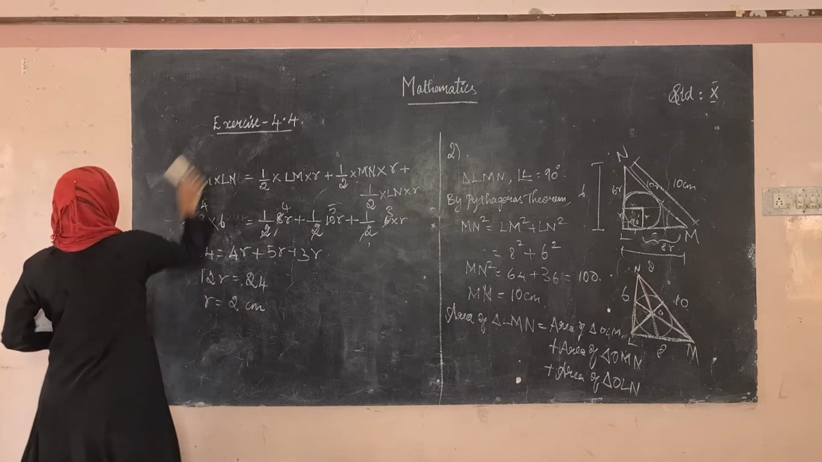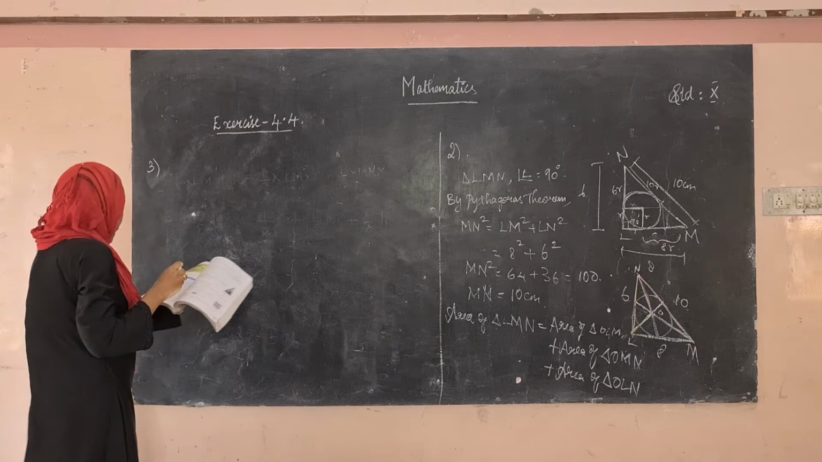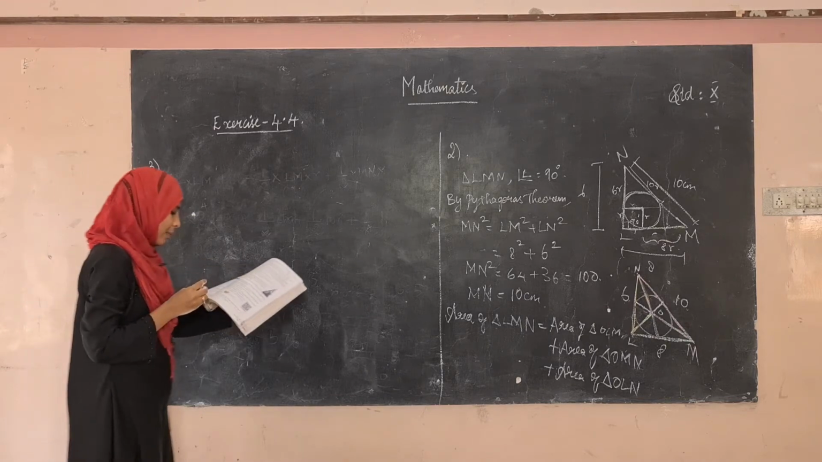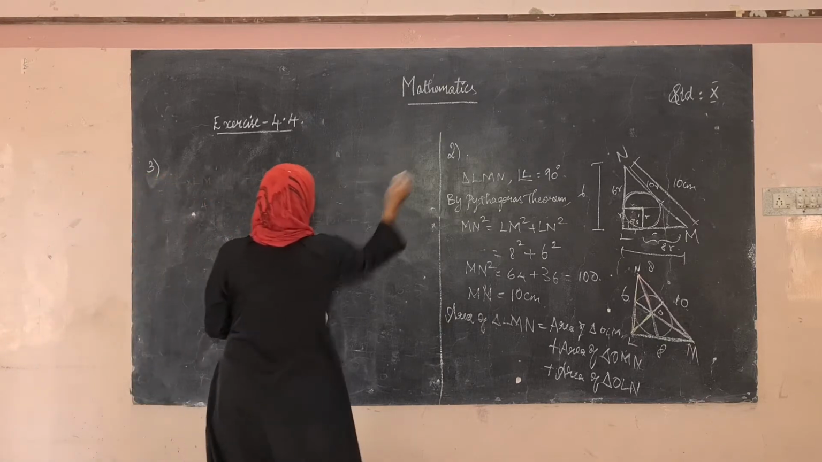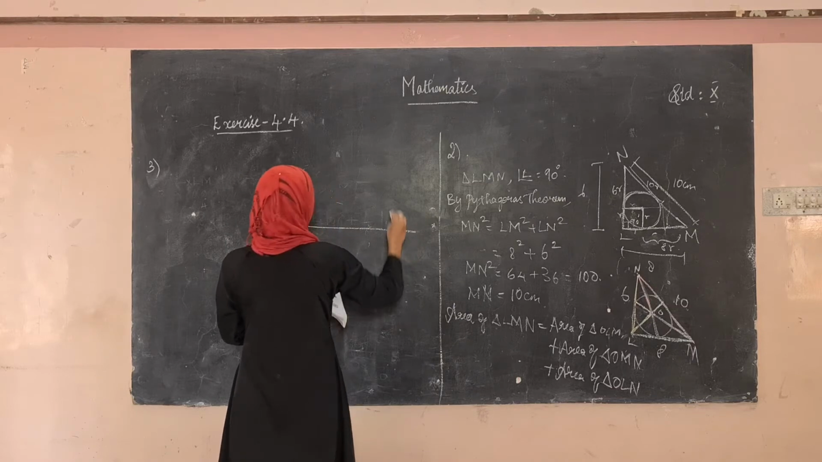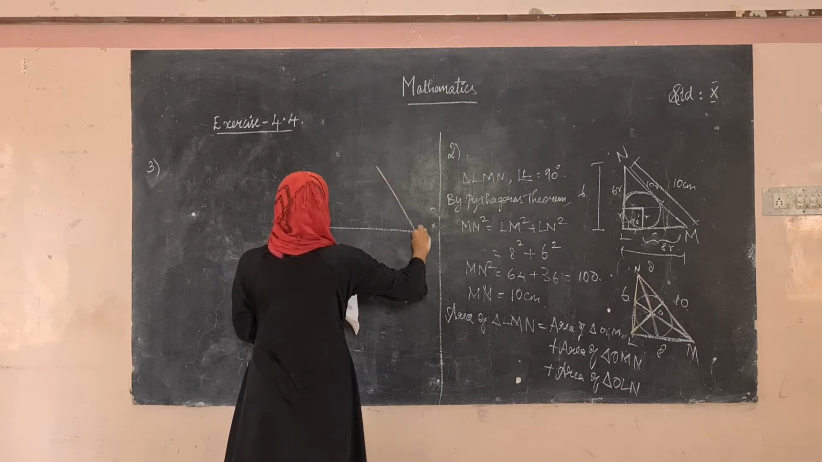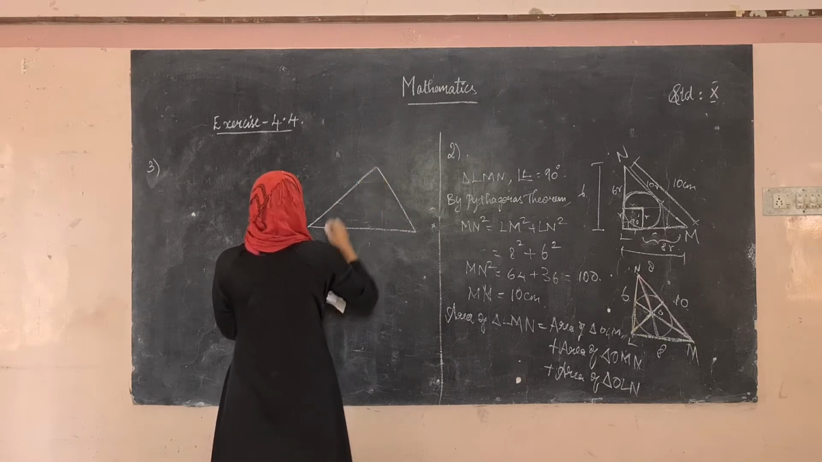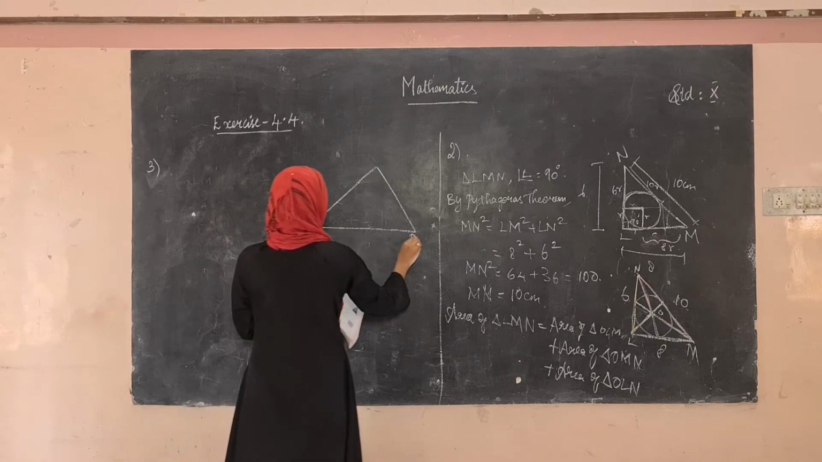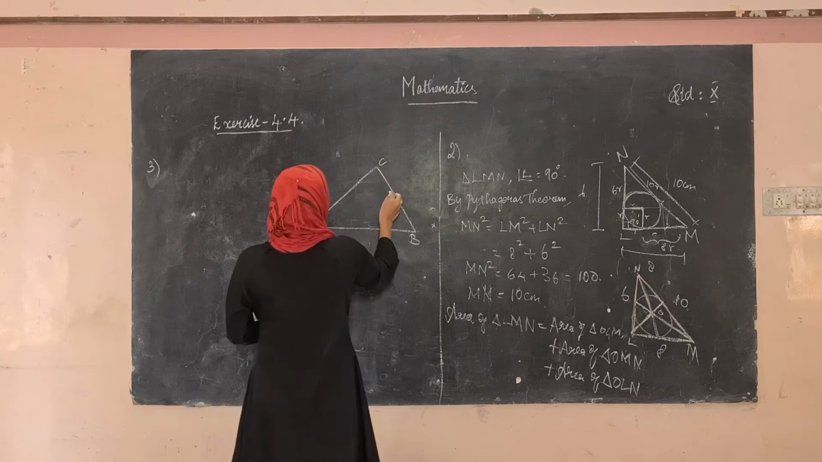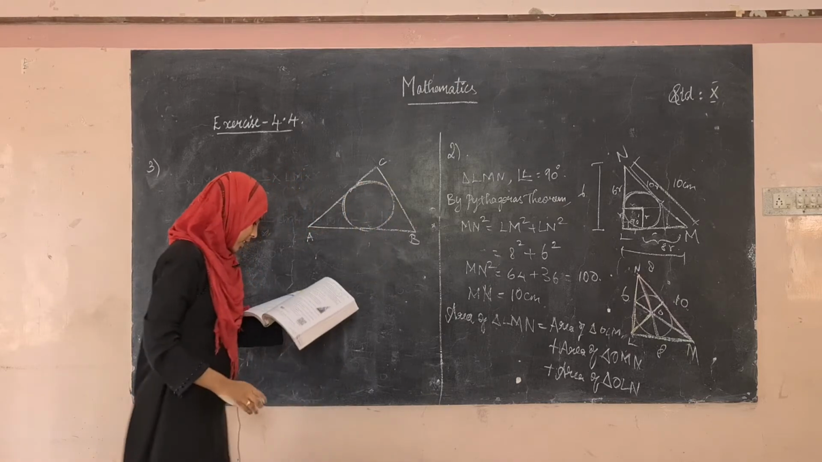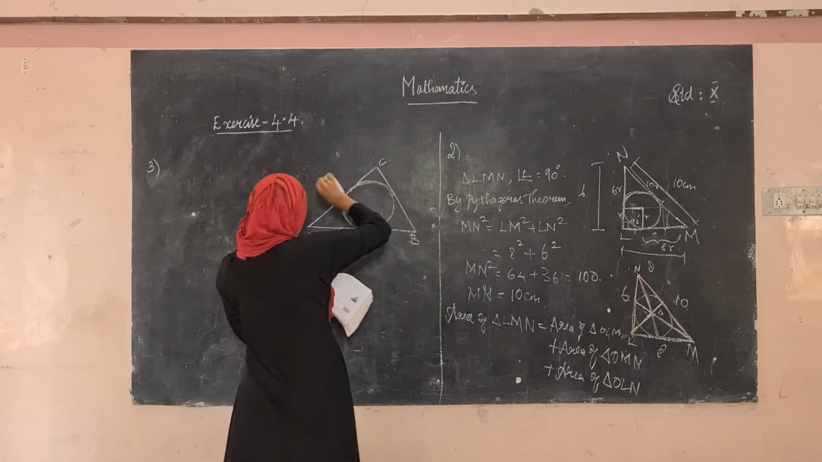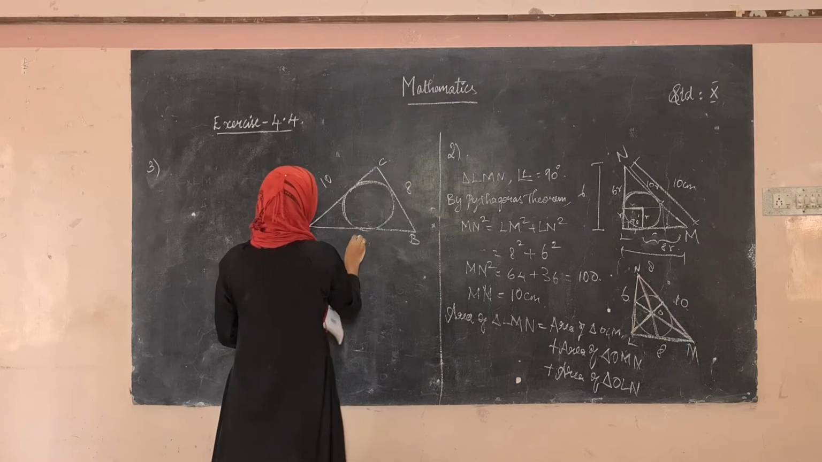Okay, now let us see the third sum. A circle is inscribed in triangle ABC having sides 8 cm, 10 cm and 12 cm as shown in the figure. See, the diagram is given like this. So, a circle is inscribed in a triangle. Okay, it is having the sides. Here it is 10 centimeter, here it is 8 centimeter and here it is 12 centimeter.